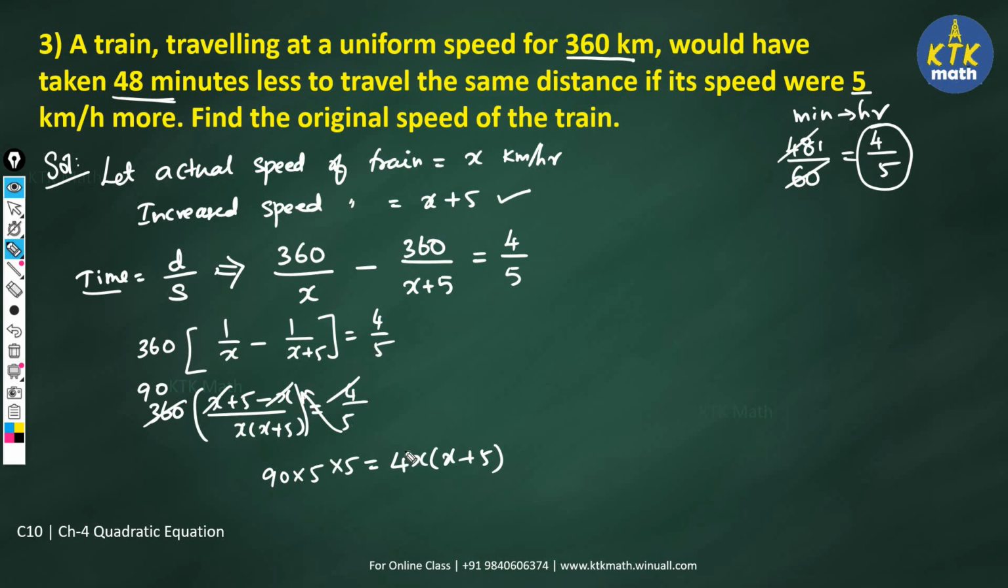Oh sorry, 4 got cancelled, so nothing is there. So x times x is x square. Now solve this one. x square plus 5x is equal to multiplying all this: 90 times 5 is 450, 450 times 5 is 2250. Now bring it here. x square plus 5x minus 2250 equal to 0.